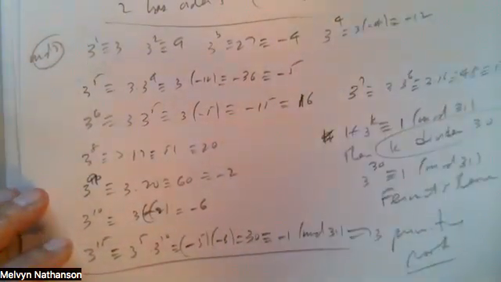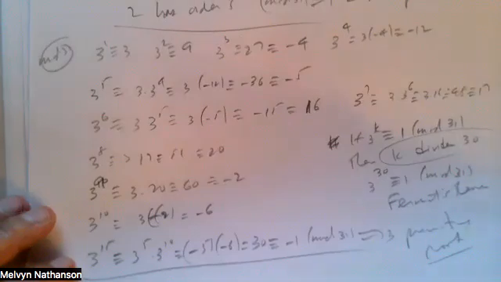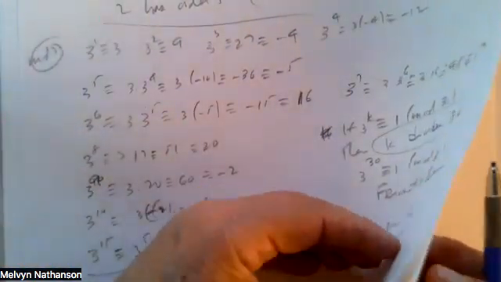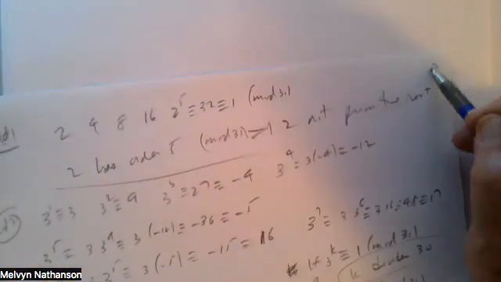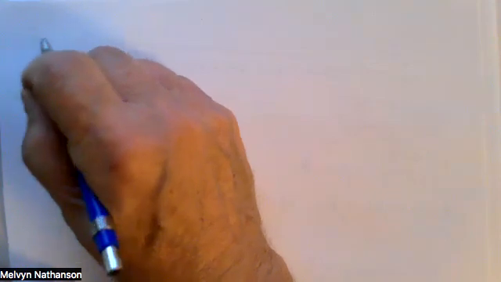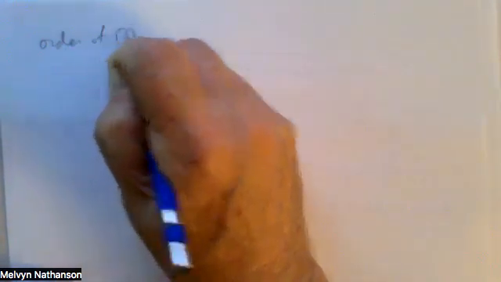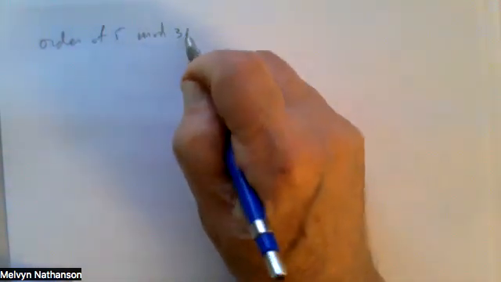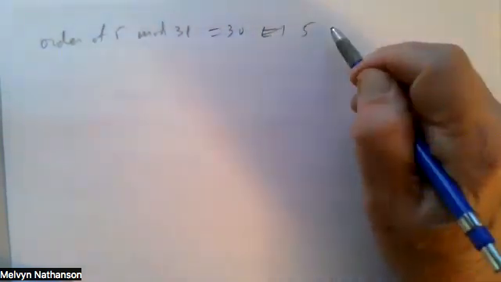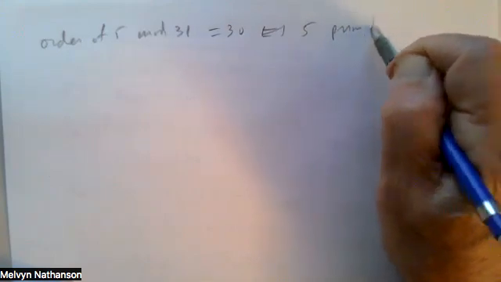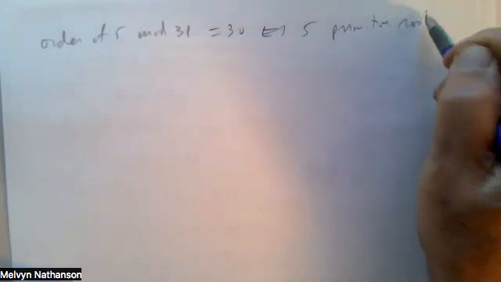And we also want to prove 5 is a primitive root mod 31. Let's see. So again, all these things are just calculations. They're actually quite interesting calculations. So what is the order of 5 modulo 31? It's equal to 30. That just means, if and only if, 5 is a primitive root. It's the definition of a primitive root.